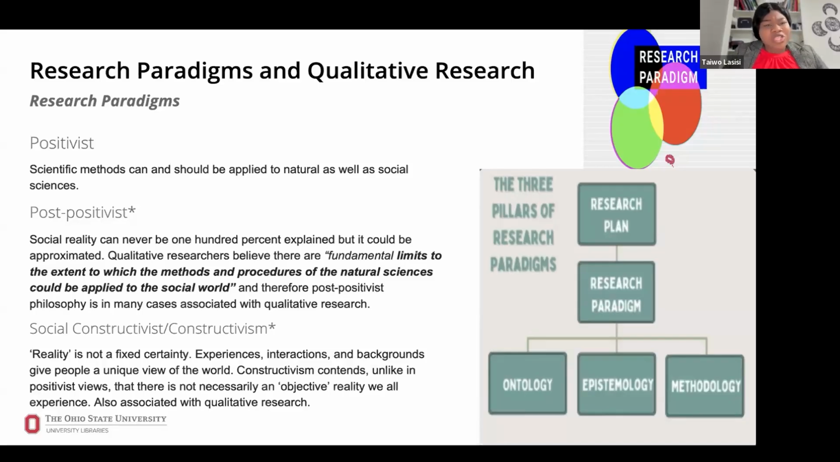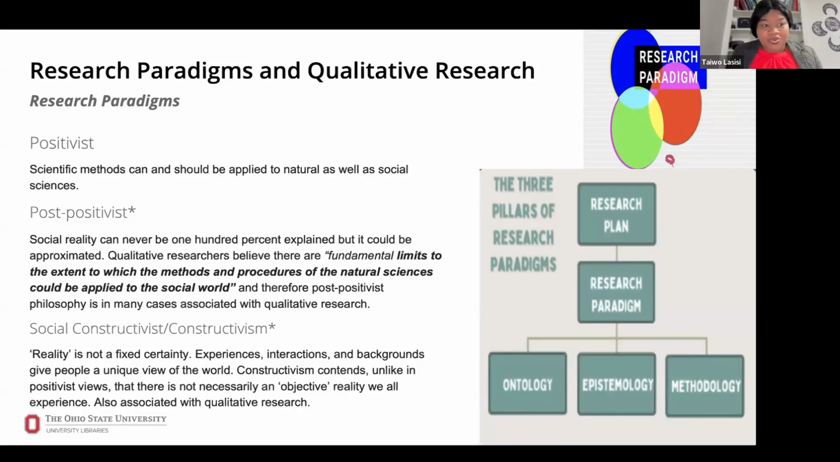So let's talk about research paradigms and qualitative research. Oh, I love research paradigms because they give you a very great perspective, a very great positioning for your research, how you want to approach your research. There are more than three, because more people are coming up with new ones in between these three, somewhere along the line. But there are three major research paradigms: the positivist, the post-positivist, and the social constructivist. People also call it constructivism.